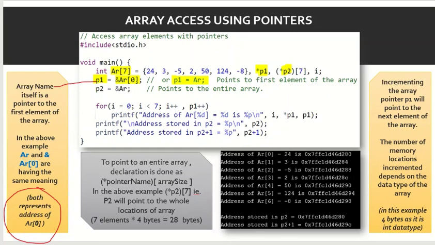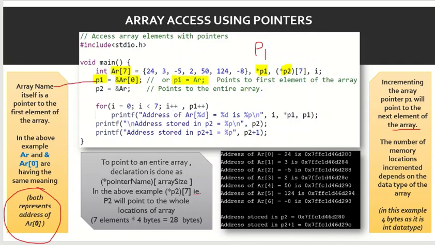So let's see how the different elements are accessed. For accessing the different elements of the array using the pointer, we can simply increment the pointer. That is, incrementing the array pointer p1 will point to the next element of the array. So if I increment p1 by just one position, it will point to AR of 1.